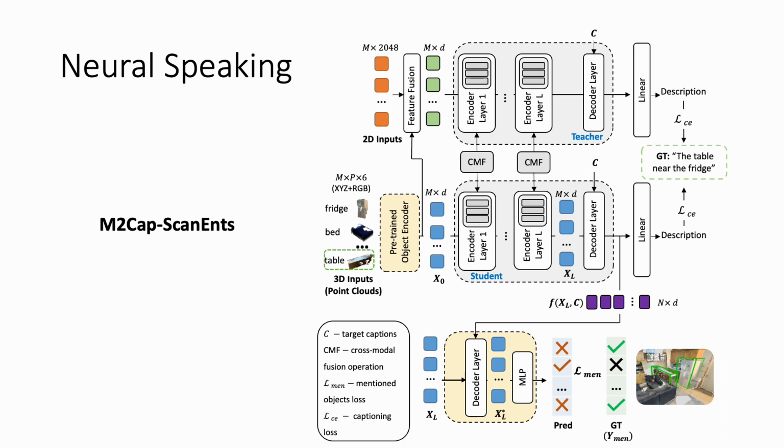First, we use a transfer learning approach by fine-tuning a pre-trained object encoder trained on the listening task to promote discriminative object feature representations. And our auxiliary loss guides the network to predict all the object instances mentioned in the ground truth caption.